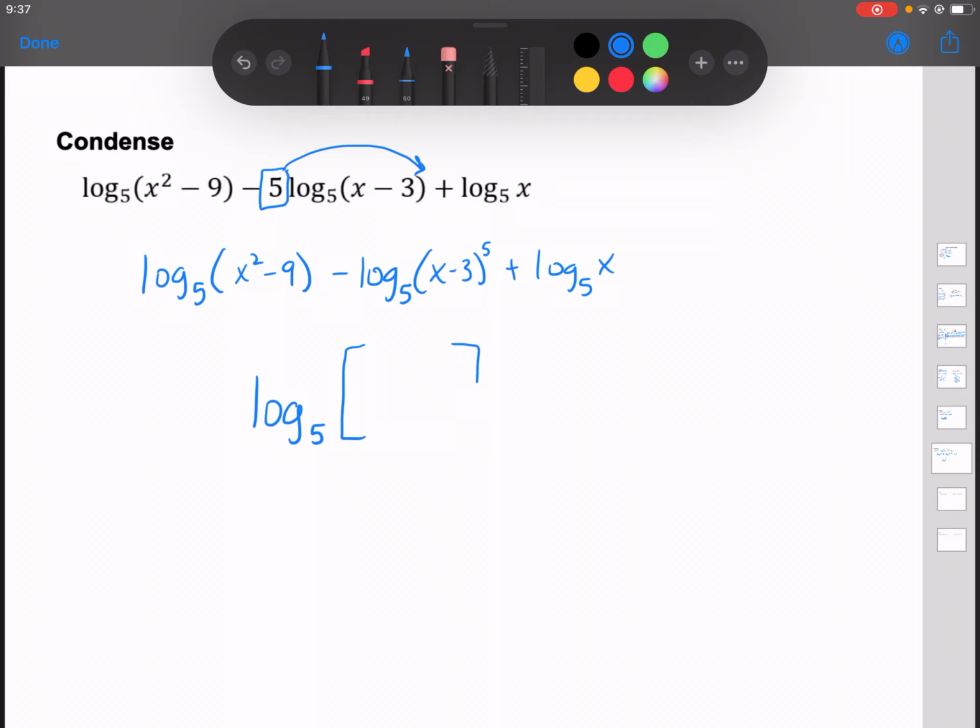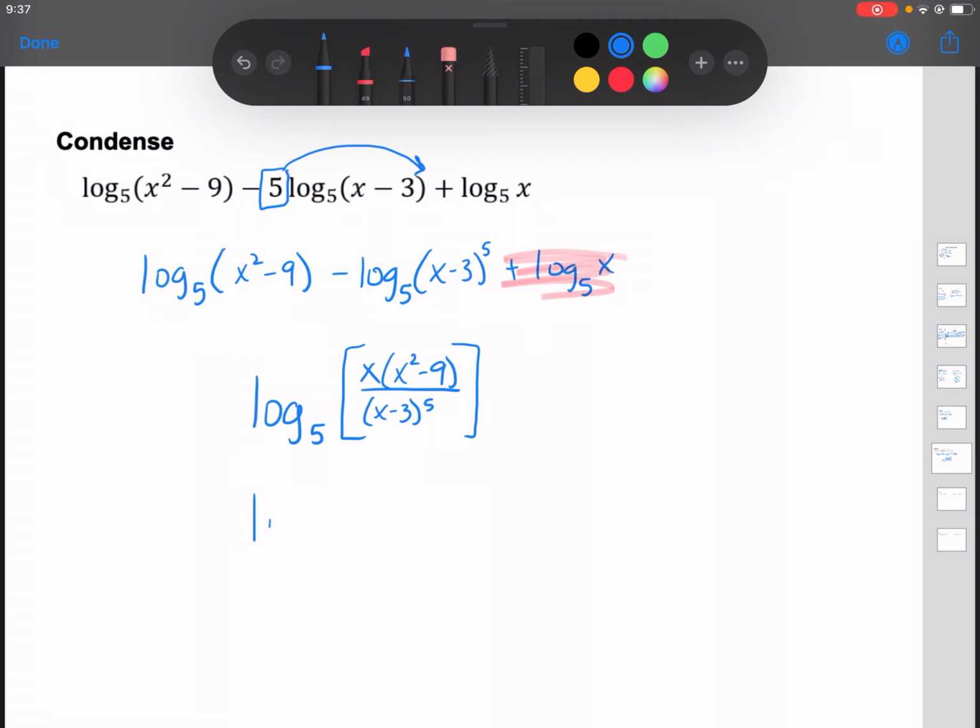Now there's going to be a lot of parentheses on this one, so I'm going to go ahead and put brackets. Now remember, anything that has any log that's positive is going to go on top. So I know I have my x squared minus 9, but this log right here was also positive. So that x, the argument for that log, needs to go on top as well. So we have x times x squared minus 9. And then the x minus 3 to the 5th power. That one's the only log that has a negative in front. So I'll put that there.